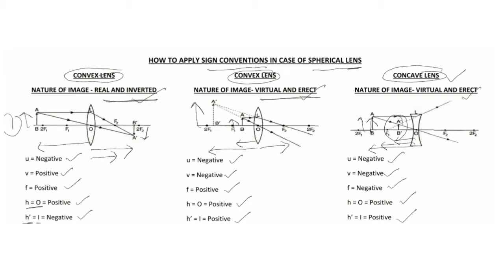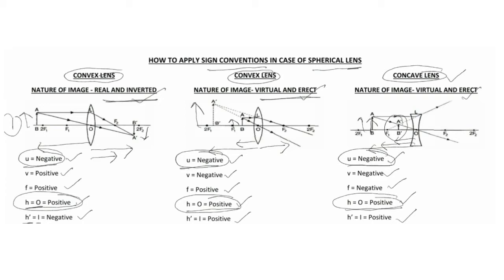Now look at U and h in all the three cases. The object is always to the left of the optical center, so in all the cases u is always negative. And it is lying perpendicularly upward, so in all the cases h or o is positive. These two terms you have to remember while solving numericals. The other three terms will vary according to the situation.